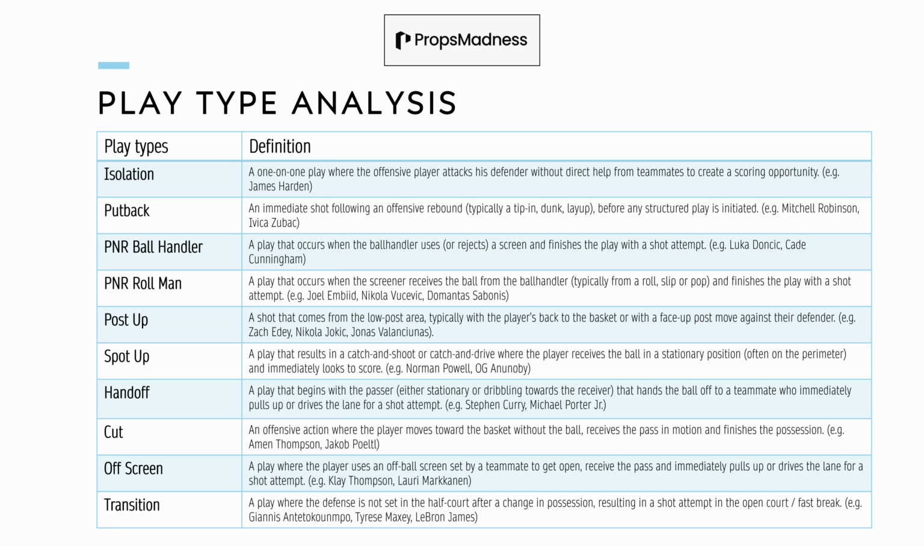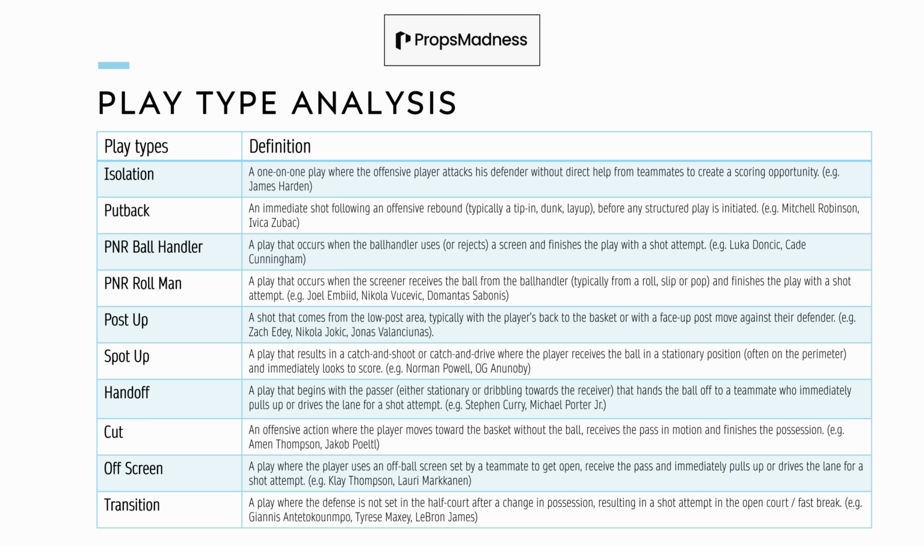And then we also have the cut play type. One thing I want to mention before I dive into the definition of what a cut is: this is the only play type where there are no defensive rankings, so that's something you want to keep in mind. But a cut is an offensive action where the player moves towards the basket without the ball, receives the pass in motion, and finishes the possession. So you can have guys like Amen Thompson, who are really quick and basically cutting to the rim backdoor, or someone like even Jakob Poeltl, who will cut to the rim on occasion as well. So that's the cut play type.